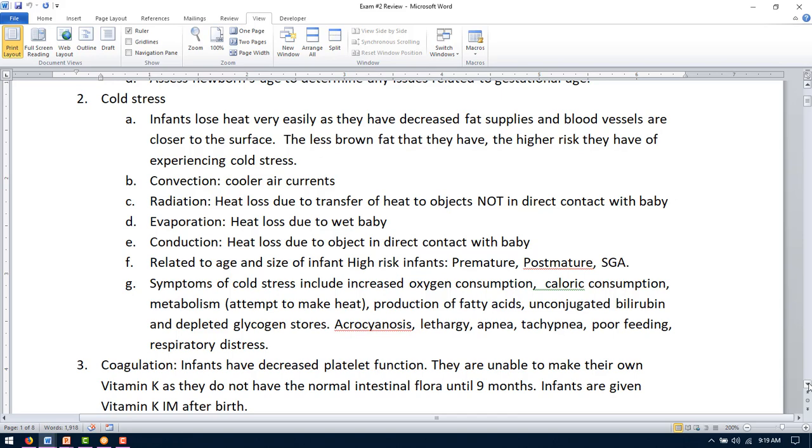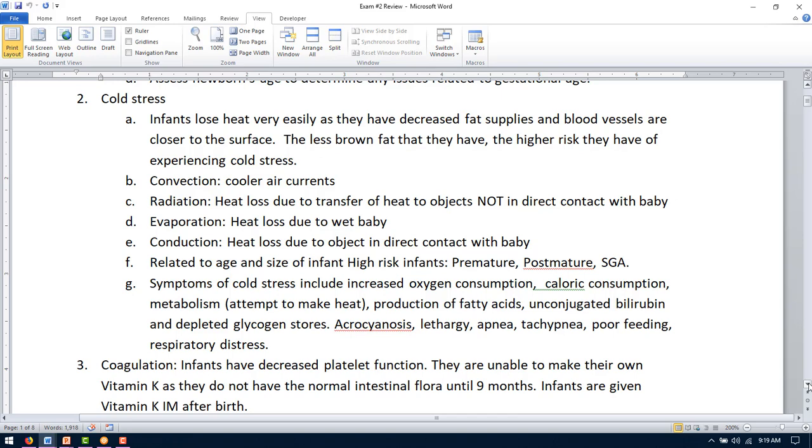So what are symptoms of cold stress? They're going to have more oxygen consumption, which means they're going to be breathing faster and shallower. They're going to be using up their calories, which they aren't taking in a whole lot right away. Their metabolism is going to speed up using that brown fat because the body's trying to make heat to keep them warm. They're going to produce fatty acid. They're going to produce unconjugated bilirubin, which means they are going to be at higher risk for jaundice, and their sugar stores are going to be decreased.